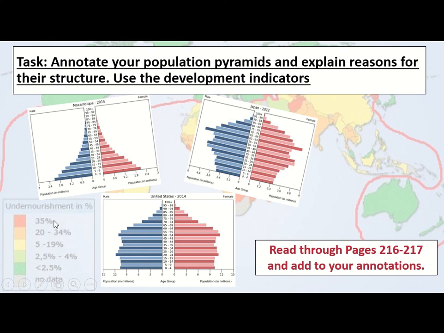Okay, so use the information from pages 216, 217, and add them as annotations around your pyramids, so you've got a really good idea about how population pyramids show differing levels of development within a country. Japan's population is what we'd call an aged population. The United States is aging, and this one is a youthful population. And that tends to indicate how many people there are in the young dependents. Youthful, lots of young people. Elderly, lots of elderly people, okay, and aging, lots of aged people, if that makes sense.